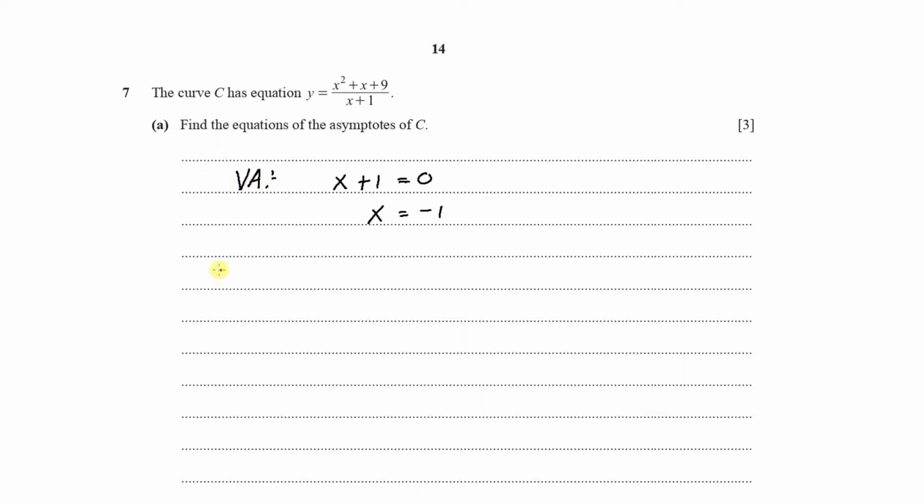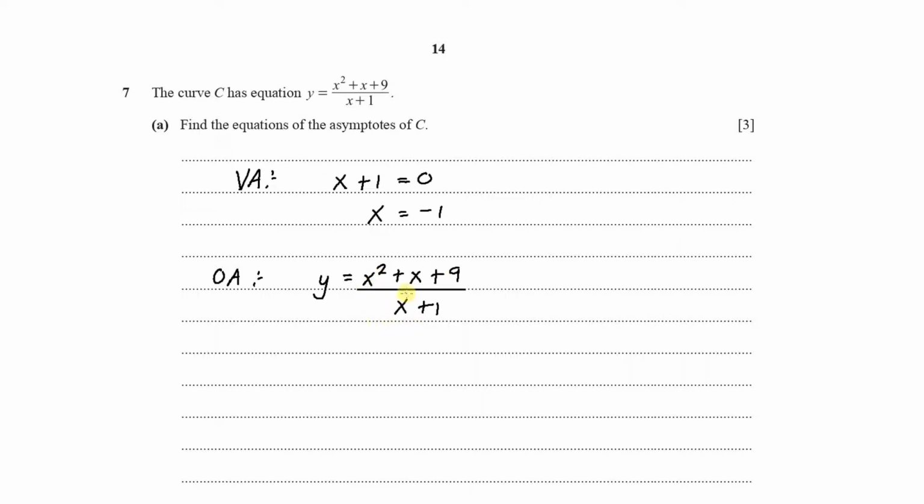And then for the oblique asymptote, we are going to divide, since we have y = (x² + x + 9)/(x + 1). If we divide x + 1 into x² + x + 9 and get the quotient, that'll help us get the equation of the oblique asymptote.